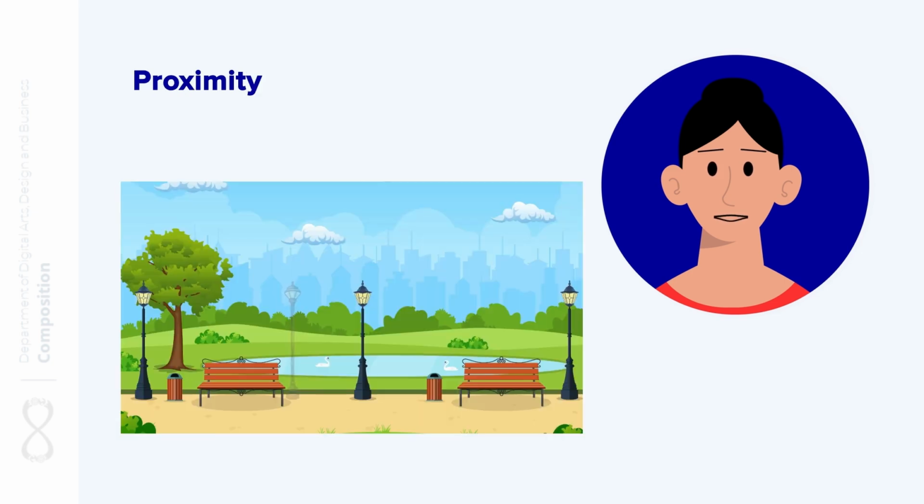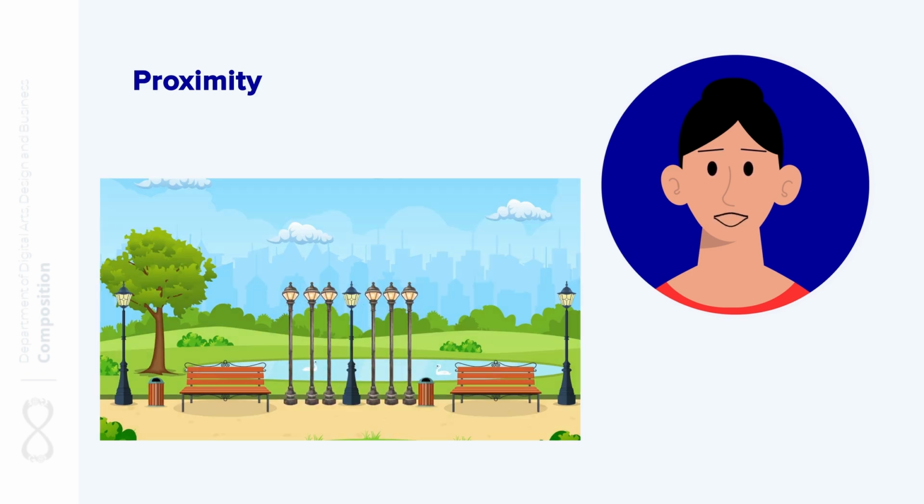Furthermore, proximity examines how closely elements are grouped to convey relationships. Assess whether related items are placed near each other, whether this proximity enhances comprehension or leads to confusion, and if too much spacing leads to confusion.